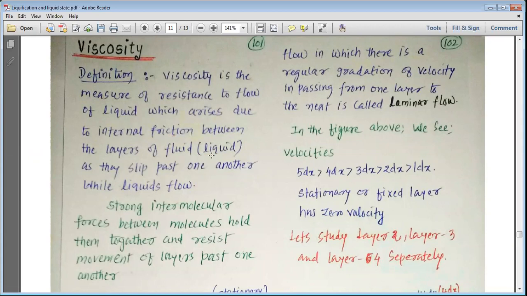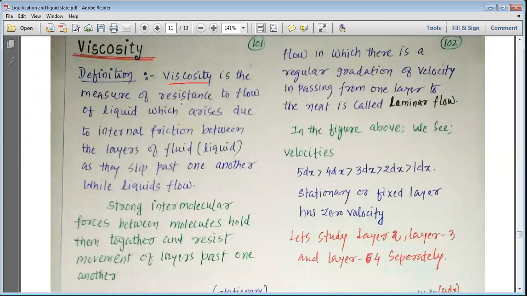So their molecules make some layers, and these layers slip past one another, and this is how the liquid flows. So when the layers are slipping past one another, they feel some friction. This friction opposes the flow of the liquid, and this is what represents the viscosity. Now I hope you will understand the definition better. Let me read it once again for you.